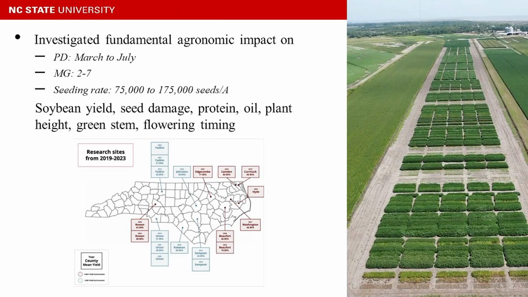So over the past 5 years, we've investigated fundamental agronomic impact on soybean yield. We're usually focusing on yield. We also quantify damage, like you just saw. We look at things like protein and oil, which could become increasingly important to you in the future, and we need to know how these production practices influence those, as well as some other things. But we've looked at a wide range of planting dates, a wide range of maturity groups, and a wide range of seeding rates all across the state the past 5 years. So this has built a pretty big data set that I hope you will find valuable in making decisions on some of these things.